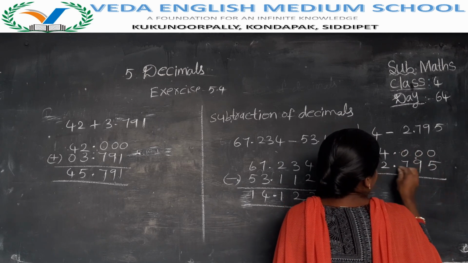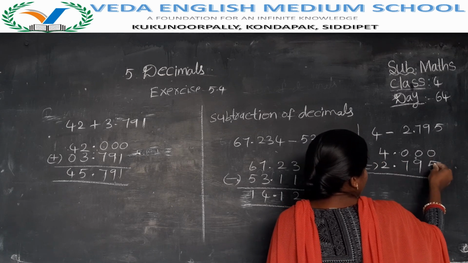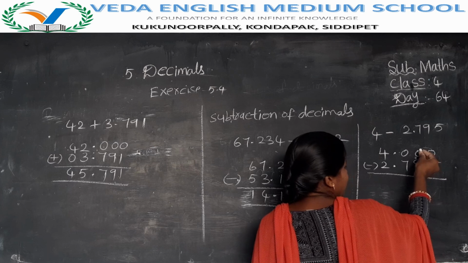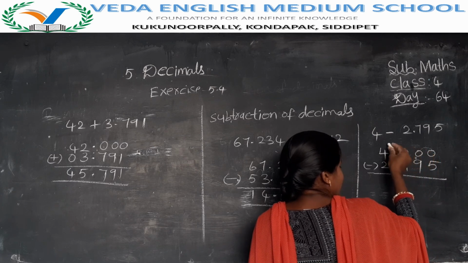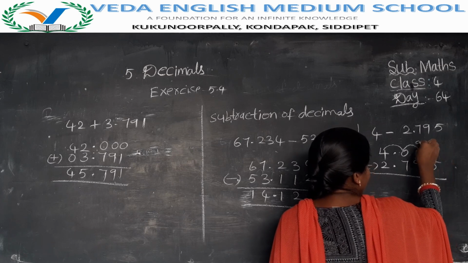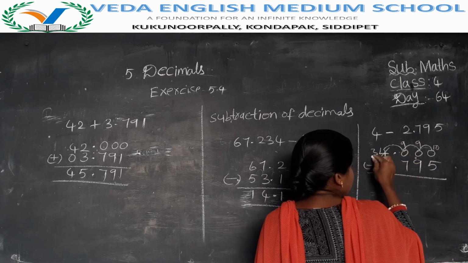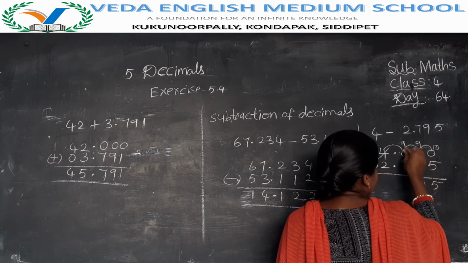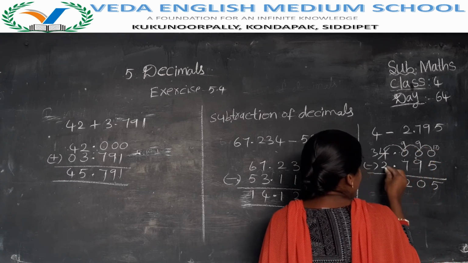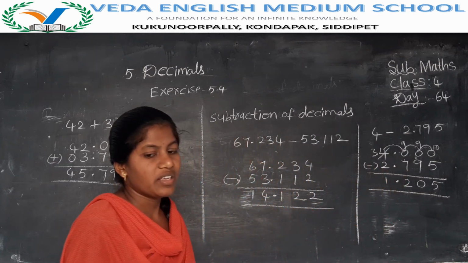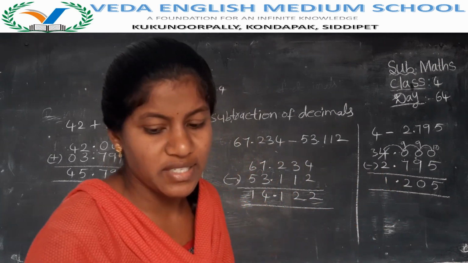Now subtract. Here 0 minus 5 is not possible. Then you have to take a borrow. From where do you take the borrow? From the next number. But the next number is 0. So it comes to the next number, here to here, here to here. 0, 9, 9, and 4 becomes 3. 10 minus 5 is 5. 9 minus 9 is 0. 9 minus 7 is 2. Decimal point. 3 minus 2 is 1. So it is 1.205. Like this you have to do addition of decimals and subtraction of decimals.